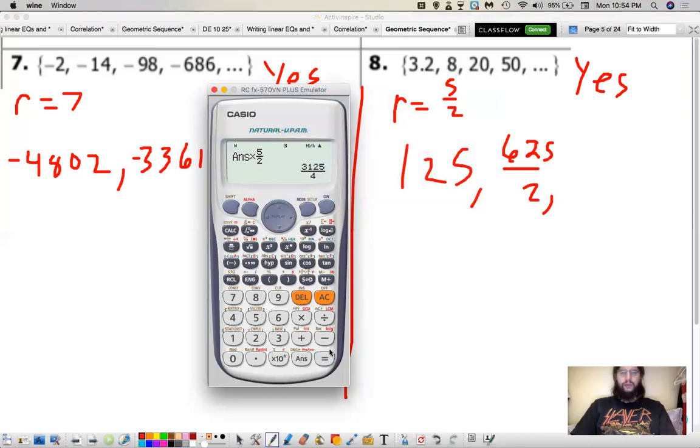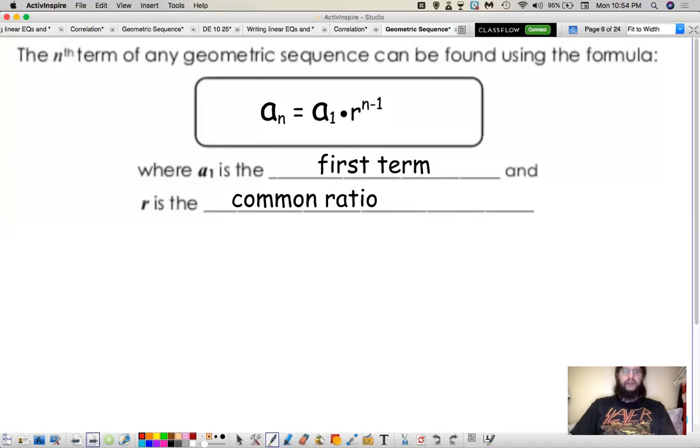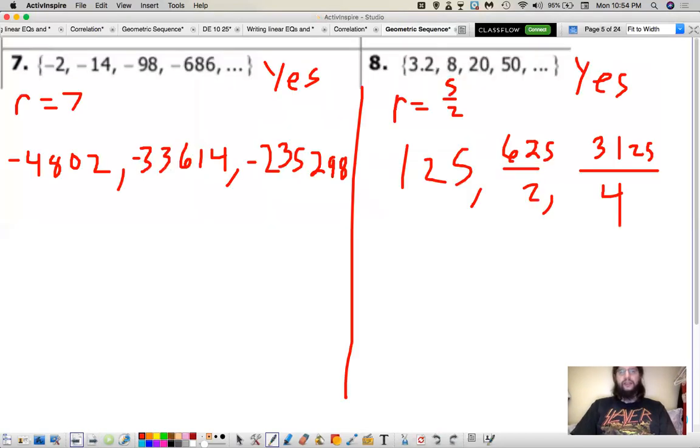And then something over 4. 3,125 over 4. Beautiful. Keep going. So these were all nice and easy, find the next 3 terms, not too terrible.